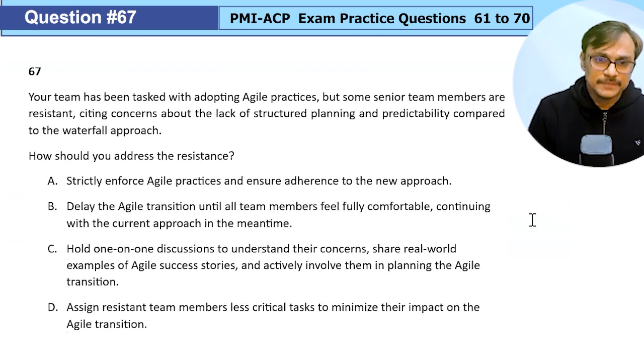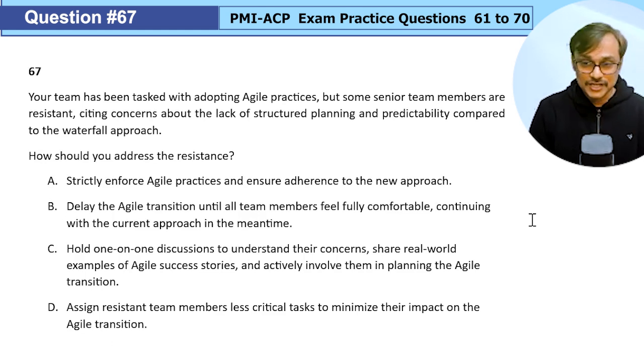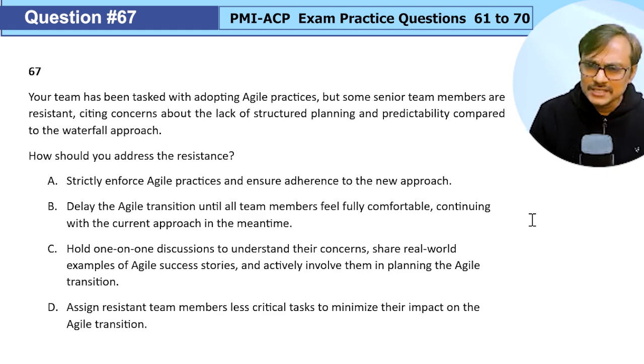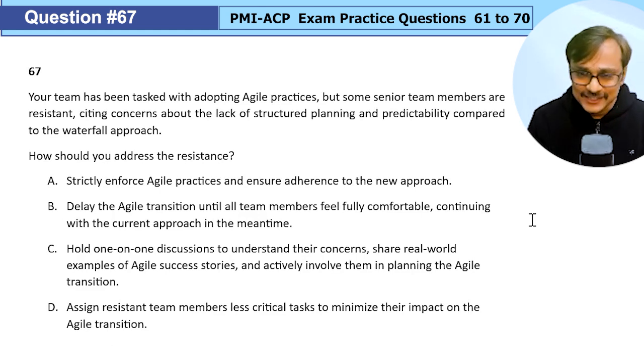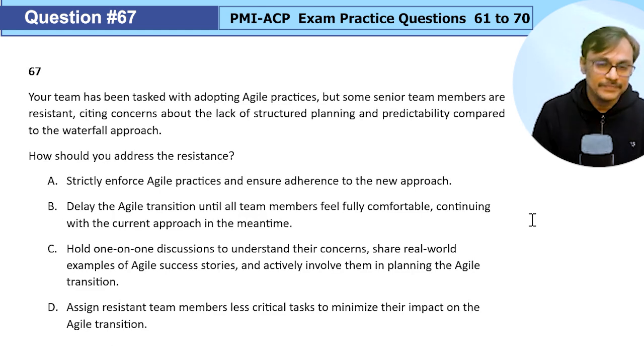Question number 67. Your team has been tasked with adopting agile practices, but some senior team members are resistant, citing concern about lack of structured planning and predictability compared to the waterfall approach. So again, a transition, and people are resistant because they don't know what is happening. I don't know when the release will happen, when this project will finish. We can't have a clear milestone. I'm confused, this is not a good idea. You might hear that in your work environment also many a time.